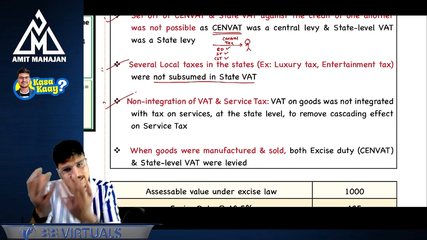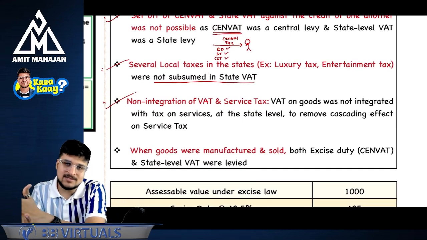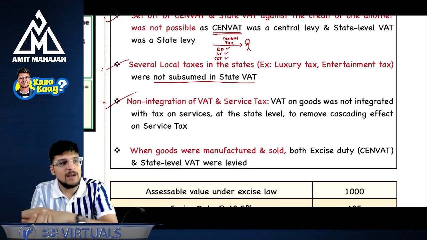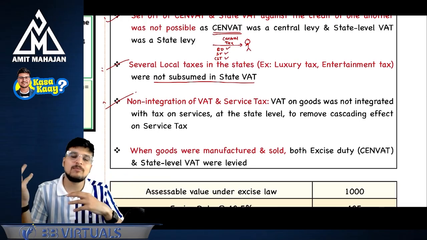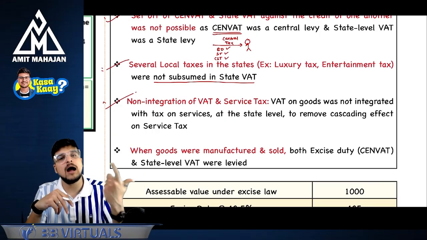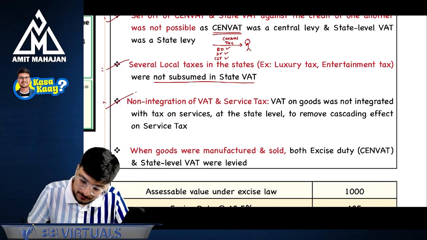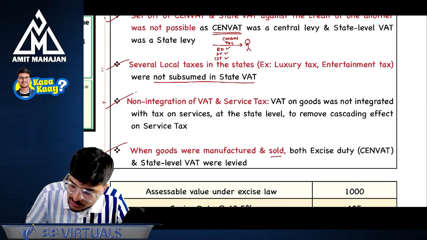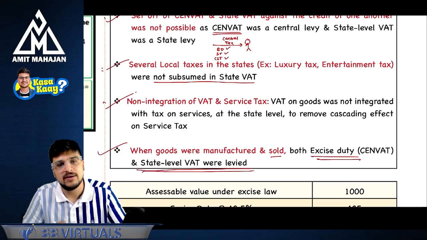Non-integration of VAT and service tax is exactly the same. My inward tax is VAT, which I've paid, and my outward tax is service tax. I'm not able to use my VAT credit against my outward tax or service tax. Same point. When goods were manufactured and sold, both excise duty and state level VAT were levied.